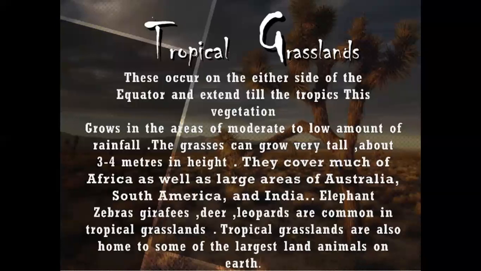First of all, let's talk about tropical grasslands. As the name suggests, tropical grasslands are found on either side of the equatorial region between the Tropic of Cancer and the Tropic of Capricorn. In terms of climate, the temperature is mostly hot. The summers are hot and wet, winters are dry and warm.